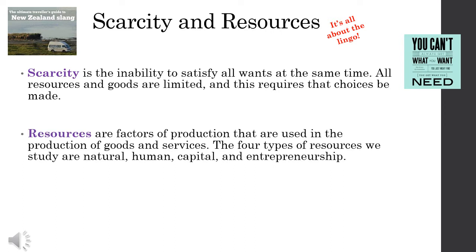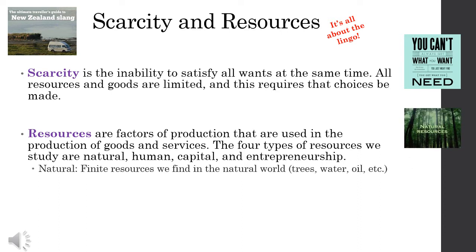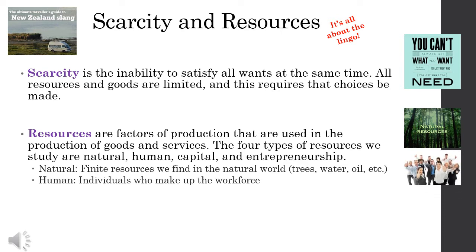Then we have resources. Those are factors of production that are used in the production of goods and services. We're going to break that definition down into the 4 types of resources we study. They are natural, human, capital, and entrepreneurialship. Let's start with natural resources. Those are finite resources we find in the natural world. Things like trees, water, oil, fish, all the stuff that we take from the natural world and use to our advantage. We then have human resources. Those are the individuals who make up the workforce. I am an educator. I'm part of the workforce, so I am a human resource.